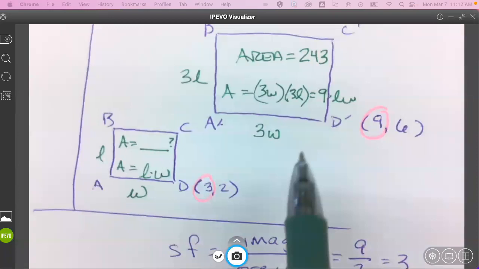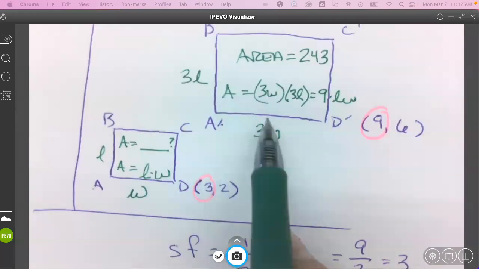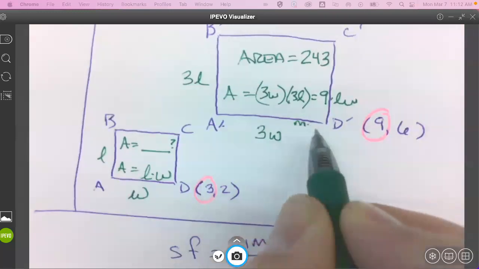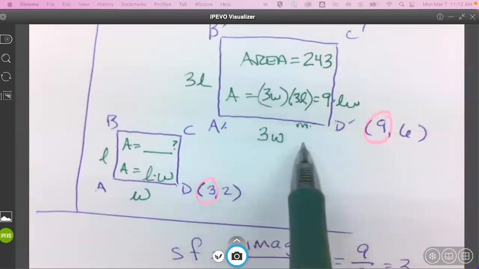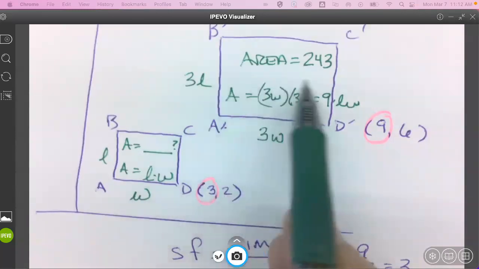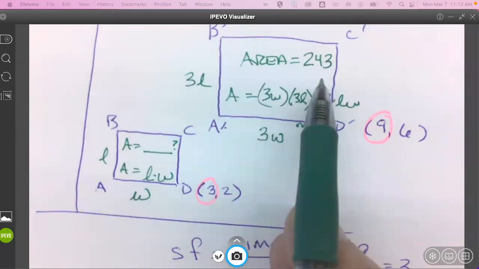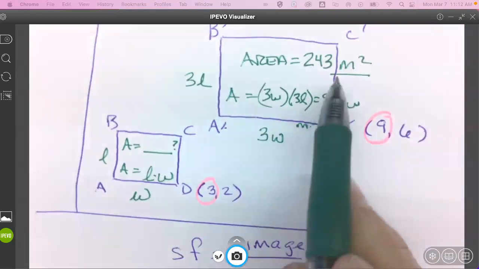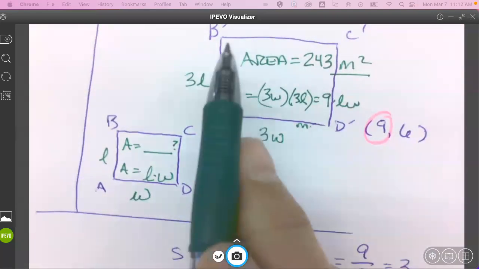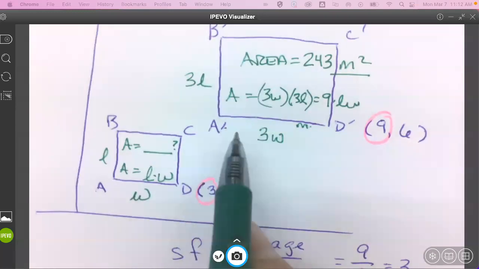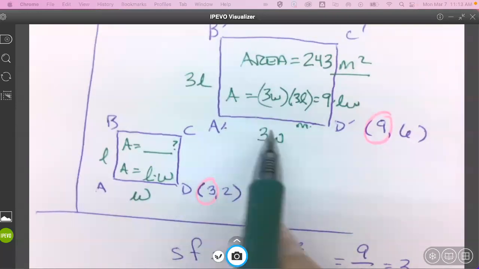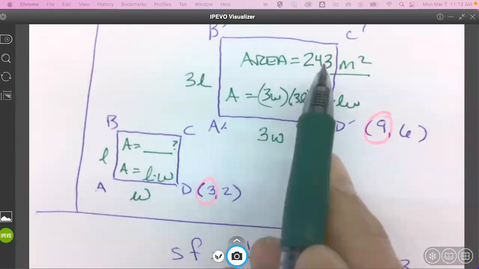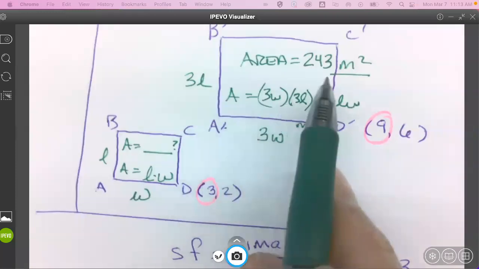Let's put some units. What might be a reasonable length unit to use? Meters, inches, centimeters, right? And when I find area, if this is in meters and this is in meters, what's my area units? Meters squared. Because when I find an area, isn't it 2 lengths multiplied together? So if each of those lengths has a scale factor of 3, when I multiply them together, wouldn't that area measurement be a scale factor of 3 squared?